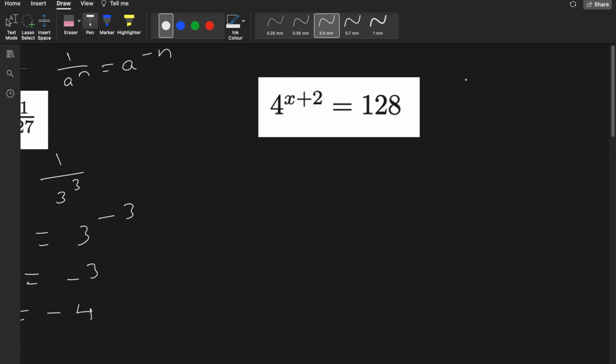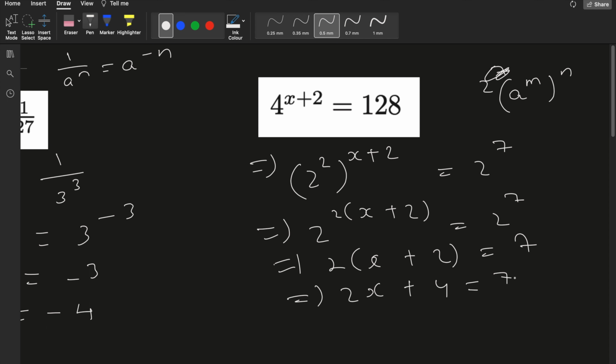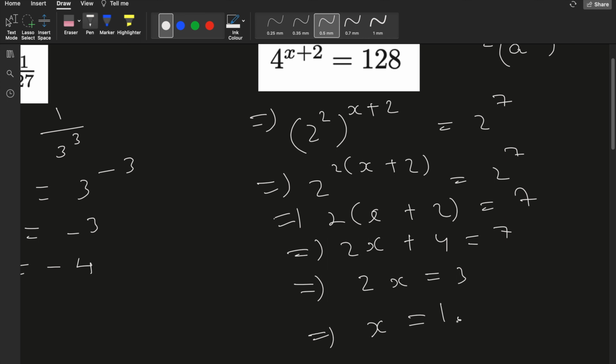Now let's move on to the next one. We can write 128 as 2 to the power of 7, and then we can write 4 as 2 to the power of 2. Since we know that a to the power of m to the power of n equals a to the power of m times n, we can write this as 2 to the power of 2 into x plus 2 equals 2 to the power of 7. We can equate the exponents. This implies 2x plus 4 equals 7, implies 2x equals 3, implies x equals 3 by 2. So yeah, that's the answer for this question.